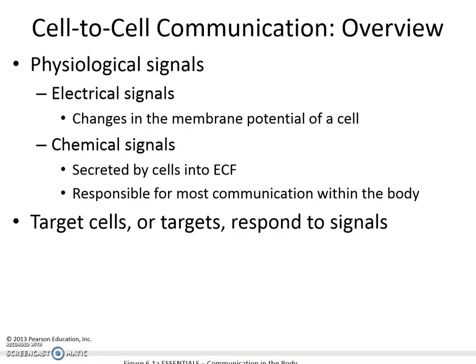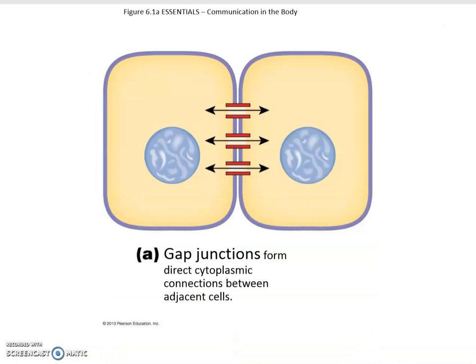We also need to take a look at target cells and how they receive a signal and then process that signal. Let's take a look first here at these gap junctions. That's a very fast way for a cell to communicate to the next cell. Basically, it's a pore, it's a channel, and these channels line up from cell to cell. You can see this right here. So this would be a pore that lines up and connects the cytoplasm of one cell to the cytoplasm of the next cell.